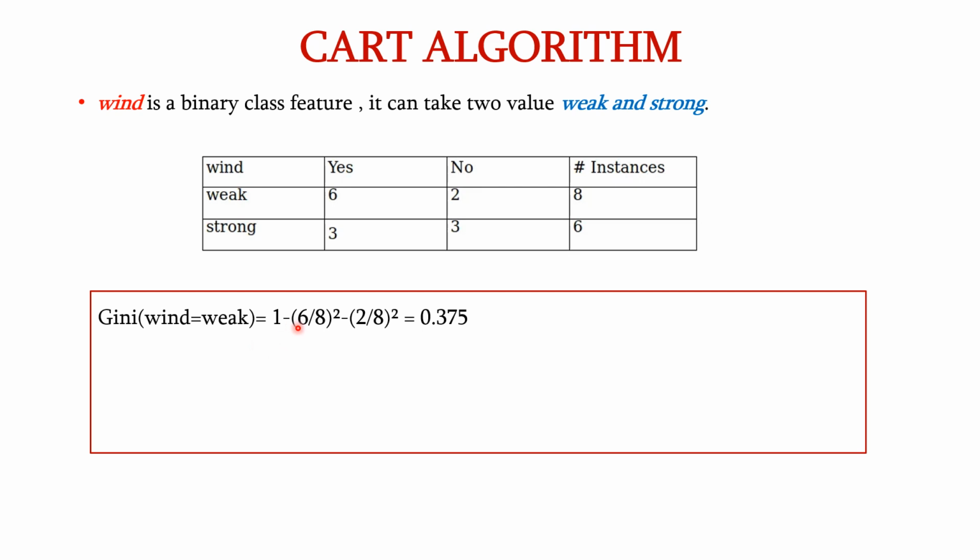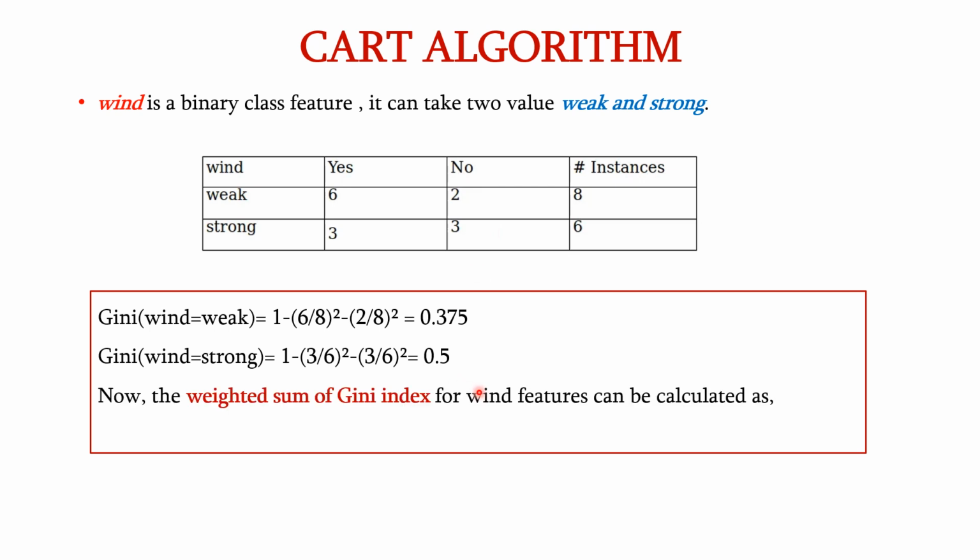So now we have to calculate the Gini of wind for weak. It is 1 minus the total number of instances for yes, 6 divided by 8, whole square, minus for no, 2 by 8 whole square. So the answer is 0.375. Next for strong it is 1 minus for yes 3 by 6 whole square, and for no also 3 by 6 whole square. So the answer is 0.5.